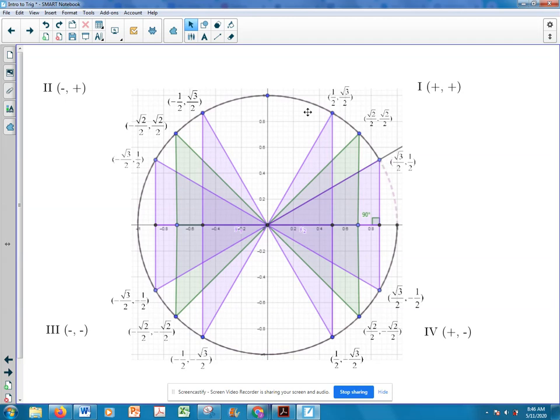If I take this point and flip it over here, reflecting it over the y-axis, I get the same coordinates. The only thing that changes is the sign. So I'm going to get a negative here with the x coordinate. All right, and that's the unit circle with all the measurements put in there. I think that's okay.